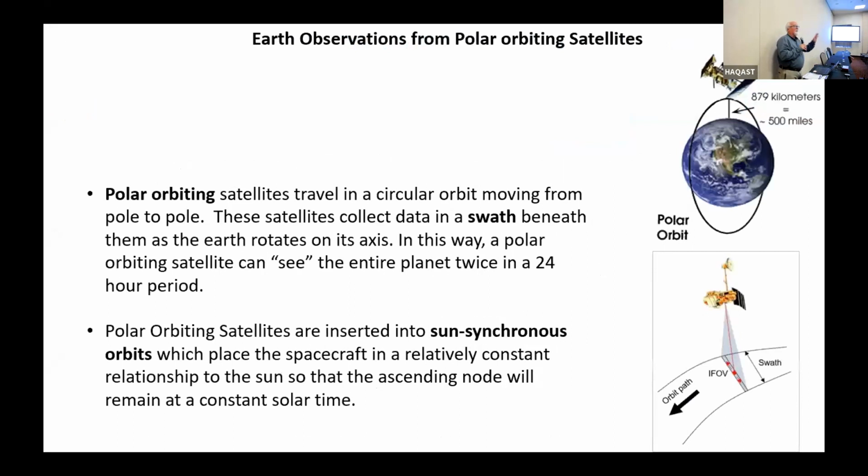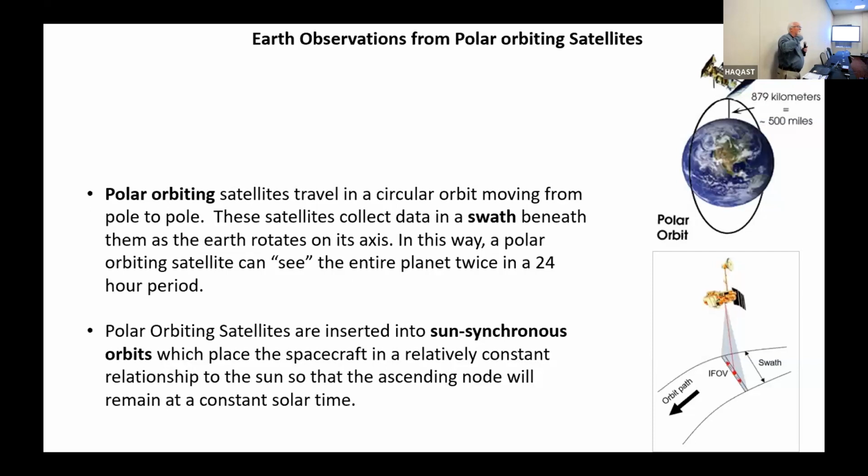So a little background, it's great to hear that 30% of the audience hasn't been here before. And so I'm glad I put this slide in just so that we're all on the same page. I'm going to talk about Earth observations from polar orbiting satellites. This schematic in the upper right shows these polar orbiters. They orbit in a single orbit around the Earth. The Earth moves underneath them.